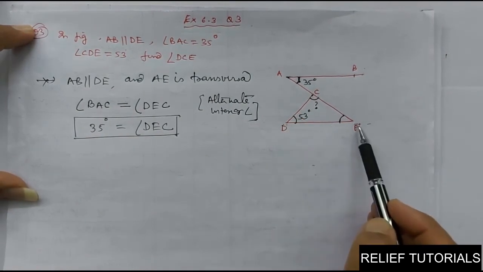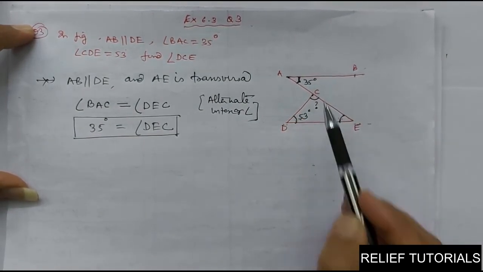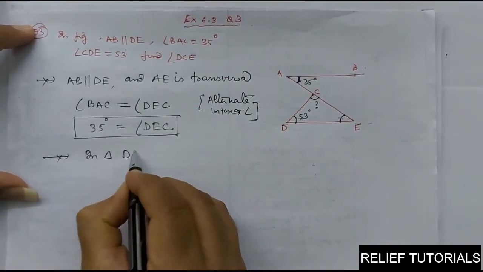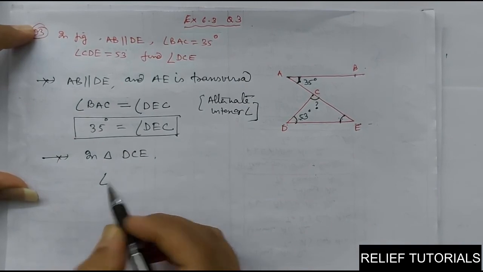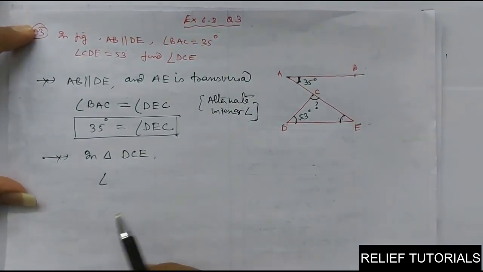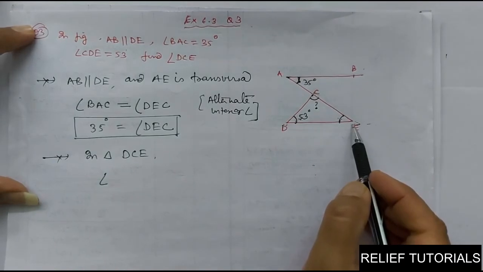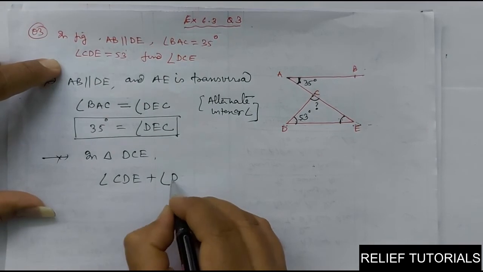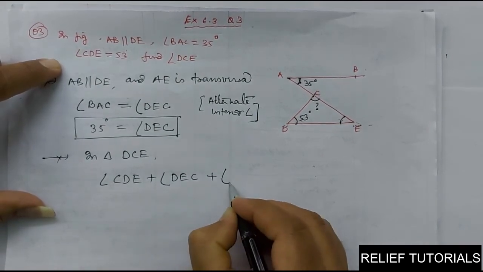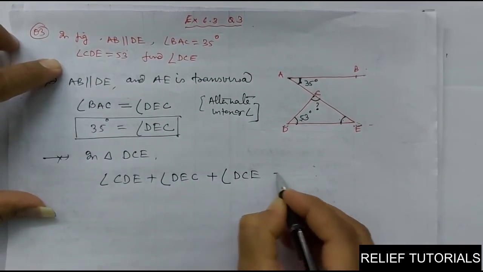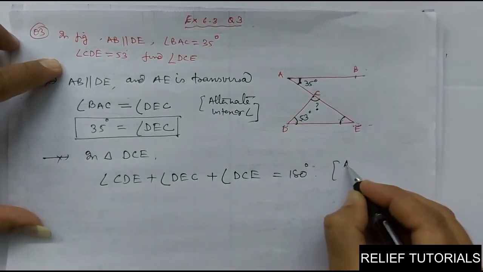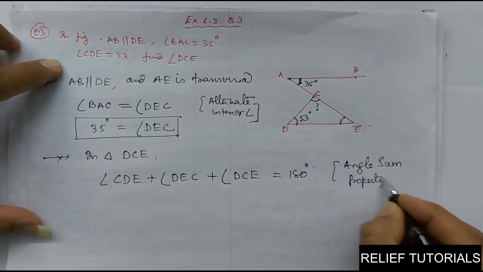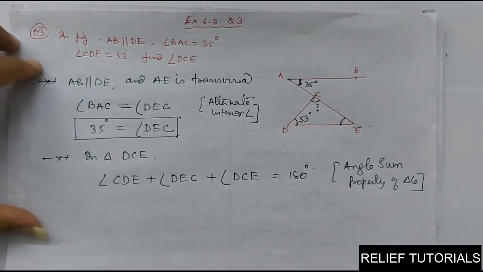Now concentrate on this triangle. You have two angles, so you can find the third angle. Now you can use the angle sum property. In triangle DCE, it is given that angle CDE. So angle CDE plus angle DEC plus angle DCE is equal to 180. Reason: angle sum property of a triangle.